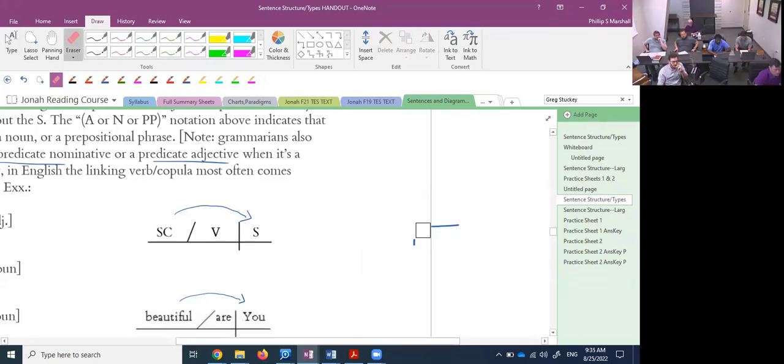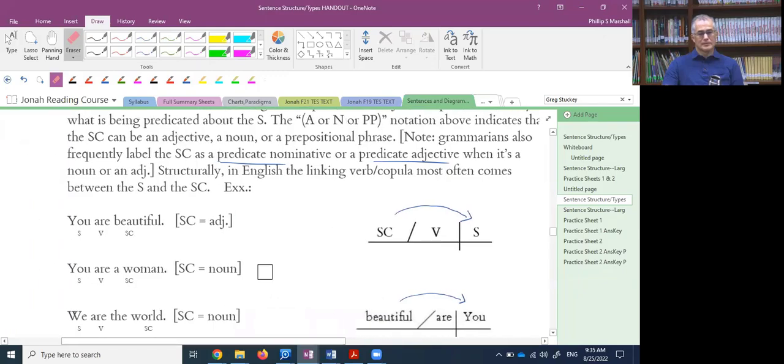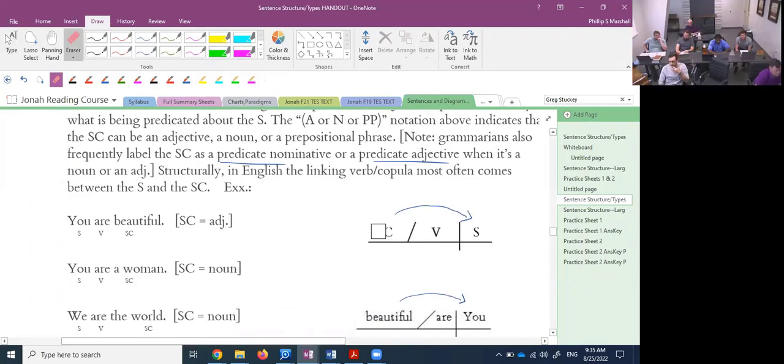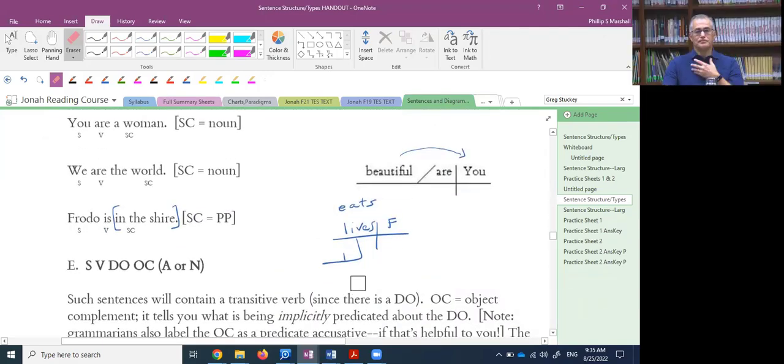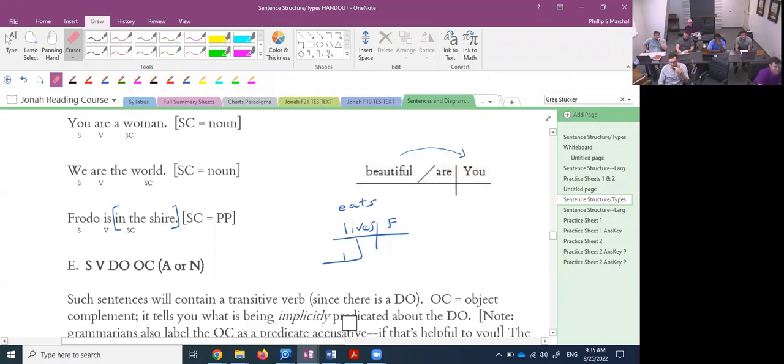Thank you. Dr. Marshall? Sure. To revisit Frodo in the Shire, I would have been inclined to drop that down as well. How would you diagram that? You just put the whole prepositional phrase as if it were one word.